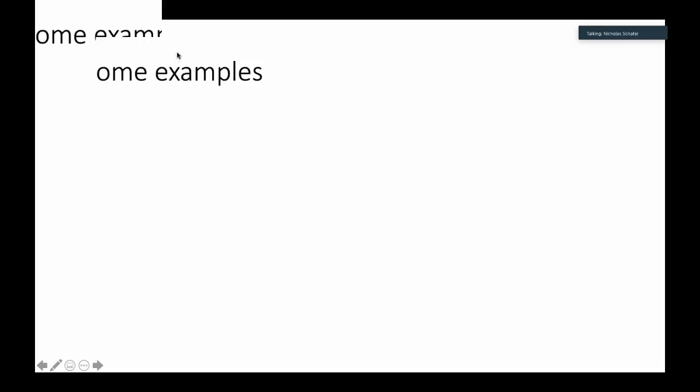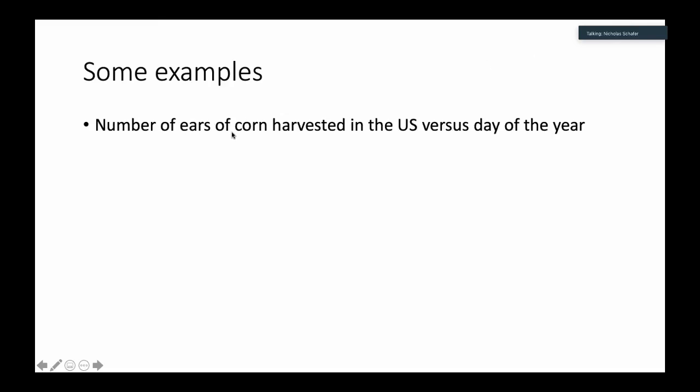Okay, so now let's test a little bit the intuition that we've come up with, starting first with just a couple word problems. So if you guys had to choose just between linear regression and nearest neighbors regression for a data set, without even seeing the data set, for the number of years of corn harvested in the US versus day of the year, which would you go for? Nearest neighbors regression. Right. Why is that?